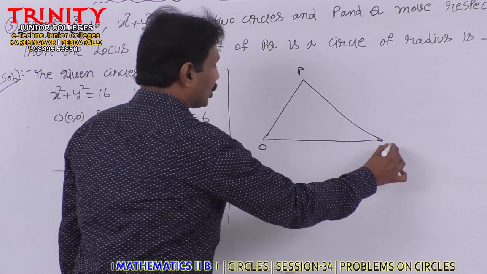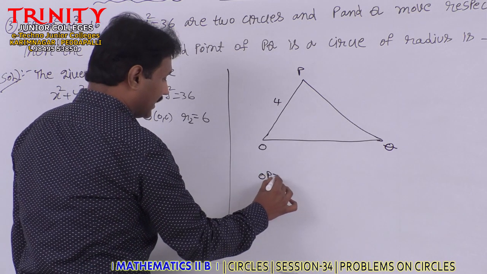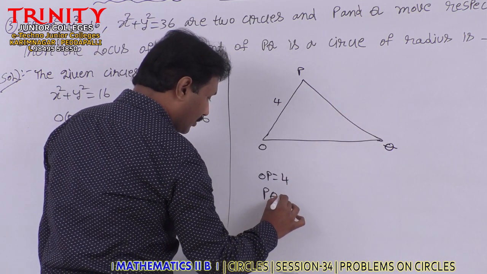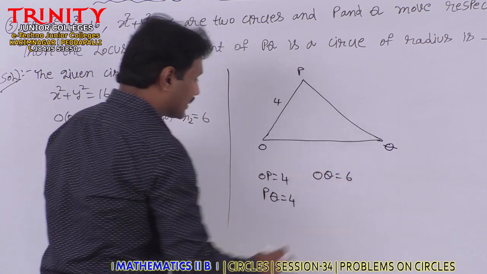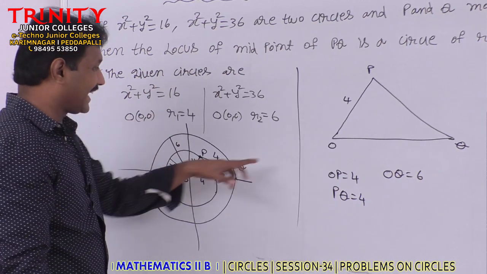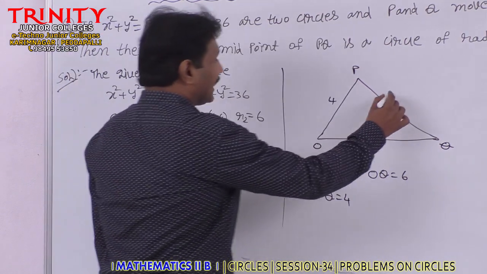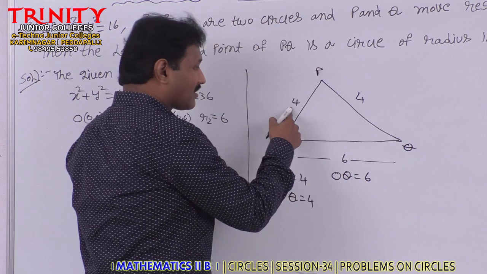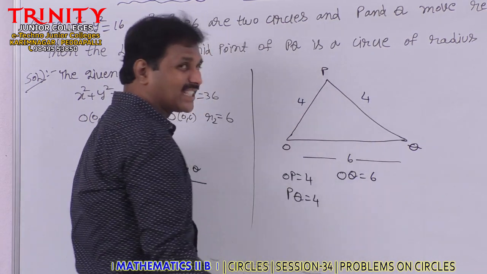Triangle OPQ looks like this. The length of OP is 4. The length of PQ is also 4. The length of OQ is 6. OP is the radius of the first circle, and OQ is the radius of the second circle. This triangle forms an isosceles triangle because two sides are equal, so triangle OPQ is an isosceles triangle.